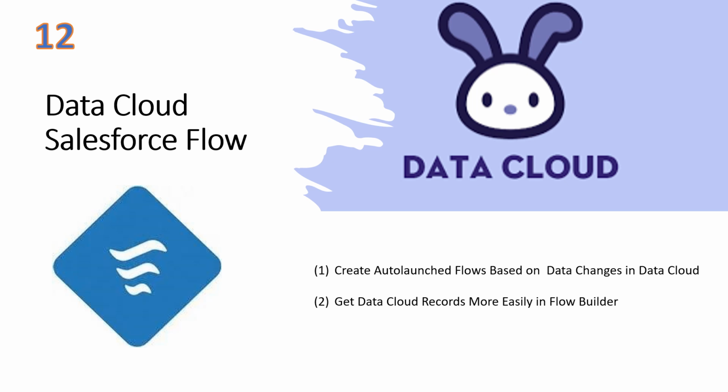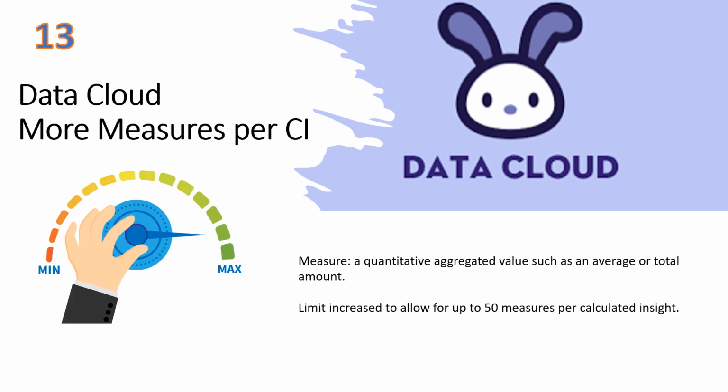In the Get Records element, select whether to get records from a Data Cloud object or a Salesforce object, and then select the object. The number of measures allowed per calculated insight has been increased to 50. Calculated insights are used to define and calculate multi-dimensional metrics at the profile, segment, and population levels. So an example would be to evaluate performance at the channel level or understand purchasing and browsing behavior by using product metrics.